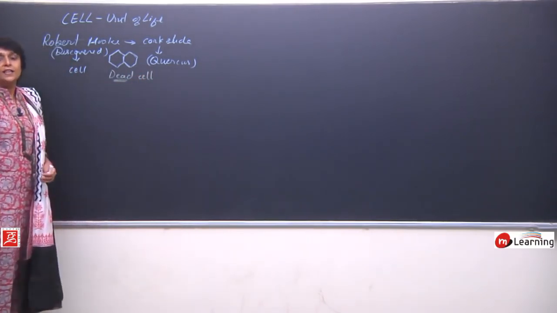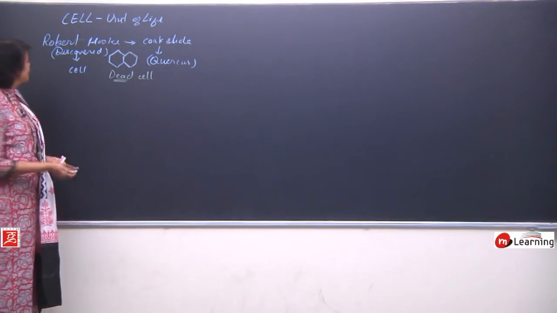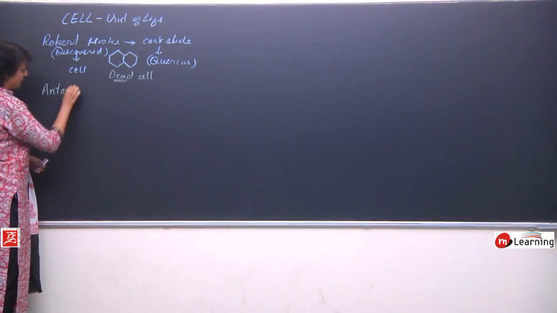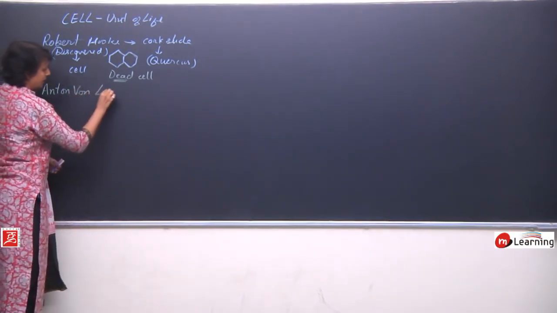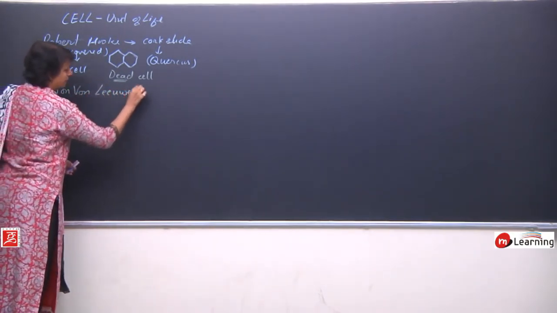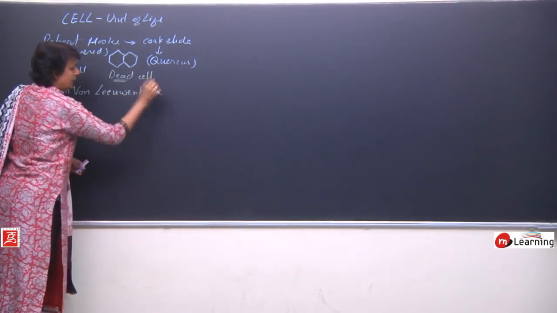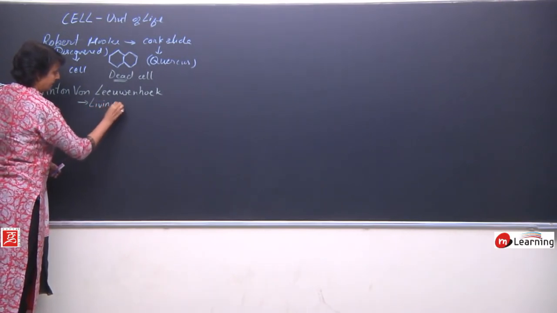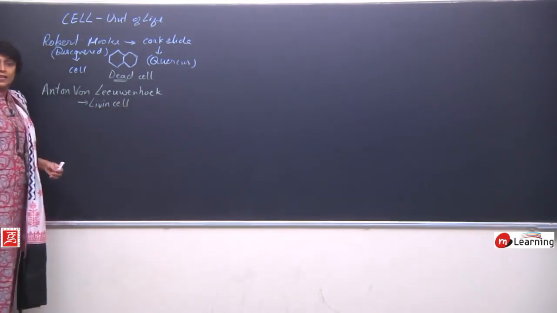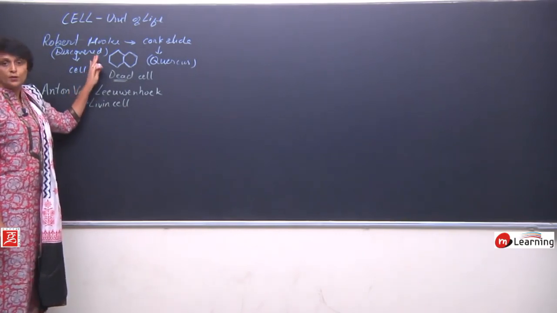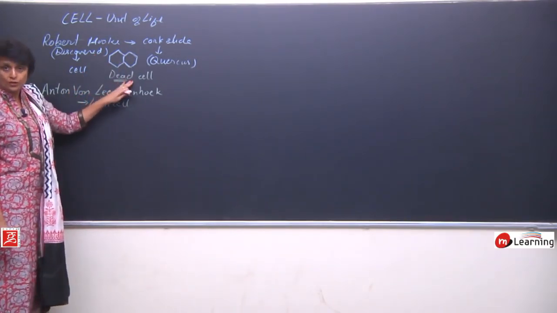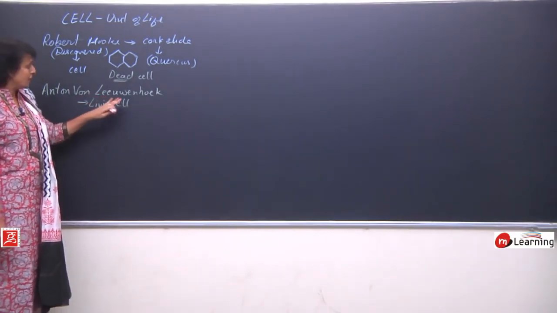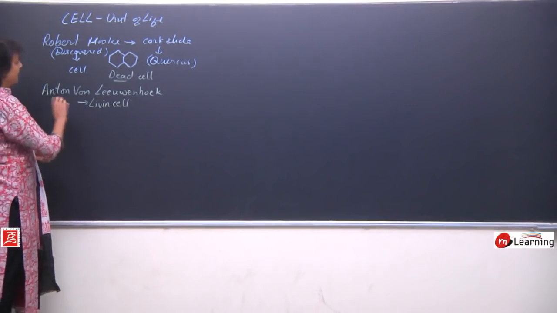So now the other scientist who discovered the living cell for the first time was Anton von Leeuwenhoek. He observed living cell. So discovery of cell, the credit goes to Robert Hooke because he was the first one who saw the cell, though it was a dead cell. And the credit of observing the living cell for the first time goes to Leeuwenhoek.